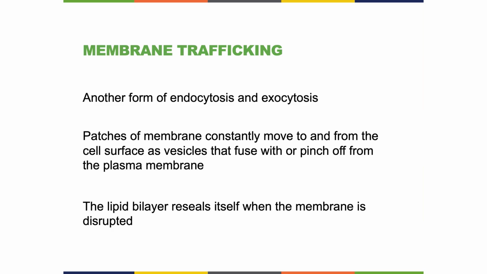Membrane trafficking is another form of endo and exocytosis, where we can move patches of membrane from the cell surface to the inside or from the inside to the cell surface when we bring things in and out. This is because the phospholipid bilayer can easily fuse to another phospholipid bilayer that gets close enough to it. And that allows us to easily bring things into and out of the cell by having membrane attaching to the cell membrane and then being released from the cell membrane.